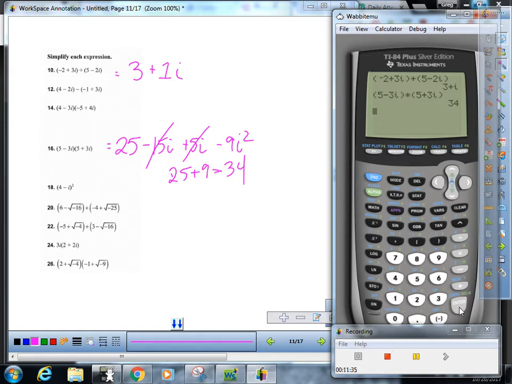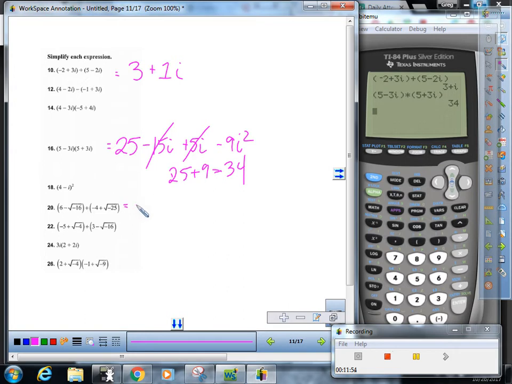Now, in number 20, I don't think your calculator will take this, because it won't accept a negative under the radical. So you have to change this to 6 minus 4i. Do you see how I got 4i for that? Plus negative 4 plus 5i. And put that in your calculator. 22 is similar. Okay?